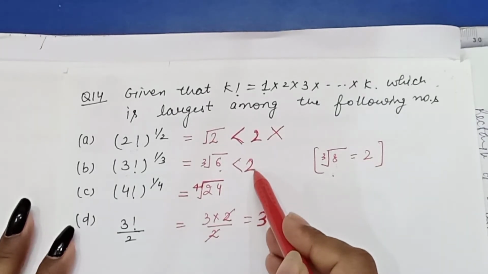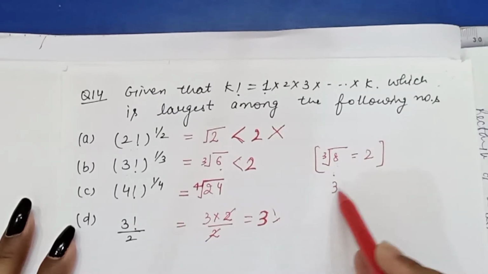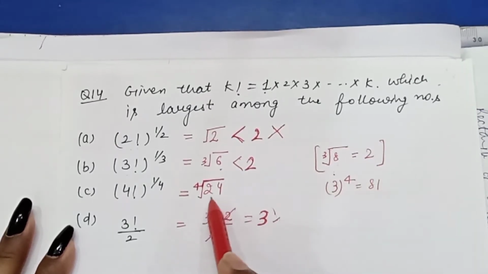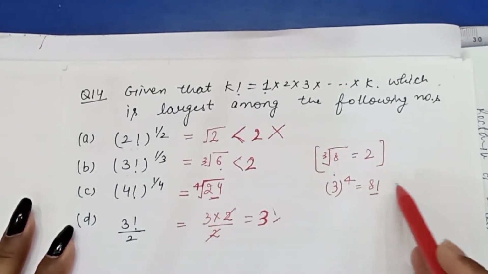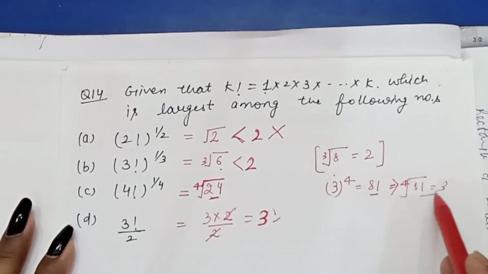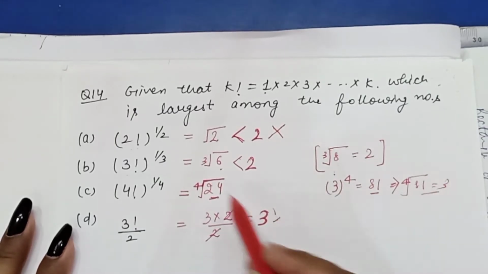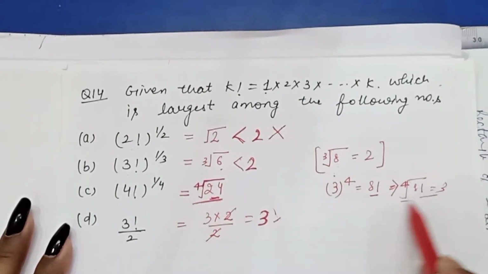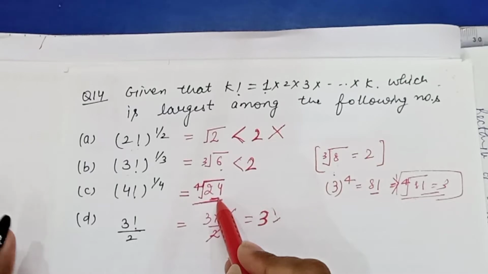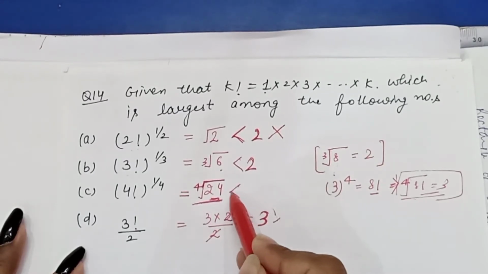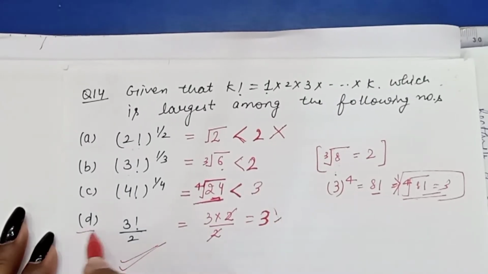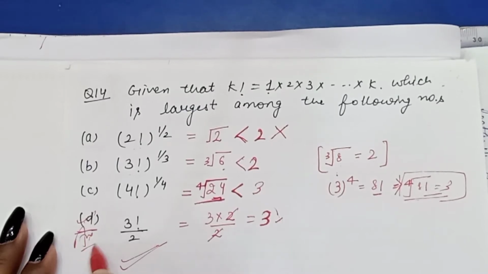Okay. And next, as we know that 3 to the power 4 is equal to 81. Now 24 is less than 81. It means by comparing this with this, 24 to the power 1 by 4 is always less than 3. So the largest number is our D option. This is our answer.